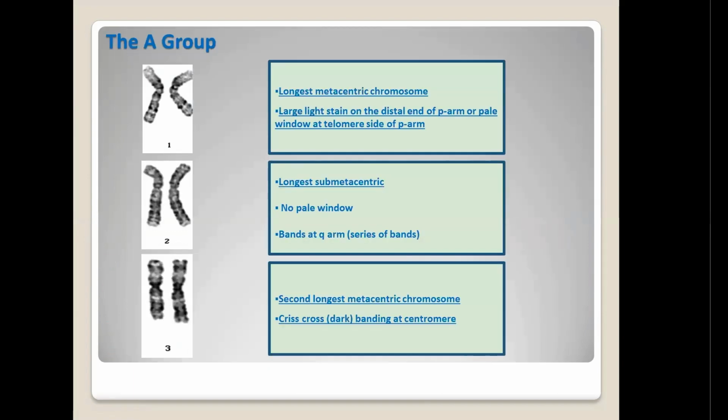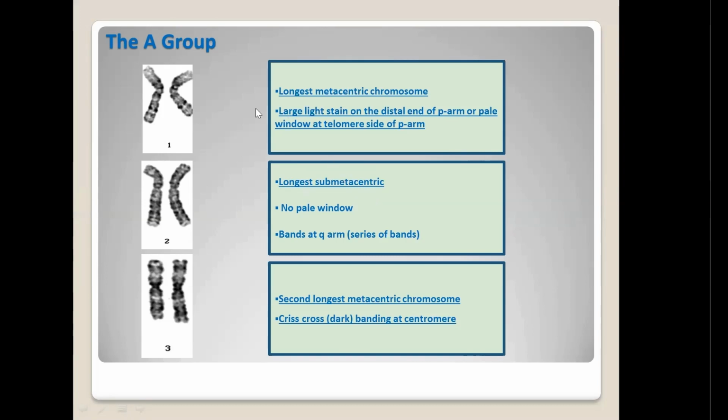Now, one by one, we will discuss all the chromosomes in detail. So first comes the A group, which includes chromosomes 1, 2, and 3. To identify chromosome 1 is very easy. It is the longest metacentric chromosome. Although that is enough, additionally, as we can see, there is a pale window at the telomere part of the P arm. Then chromosome 2 is the longest submetacentric chromosome.